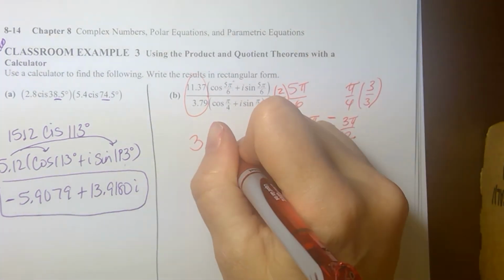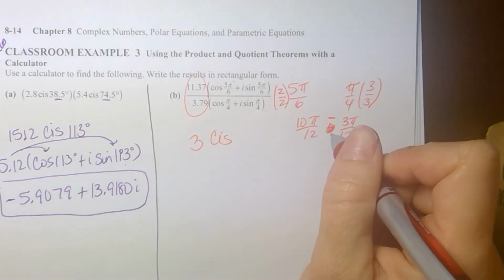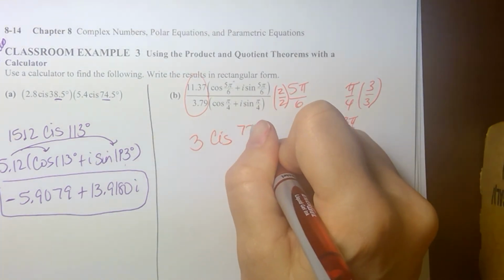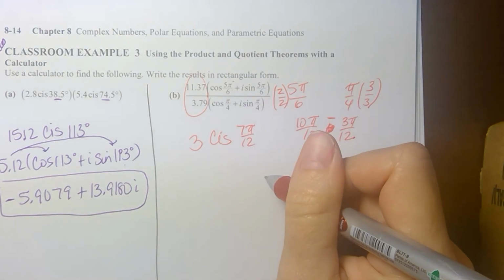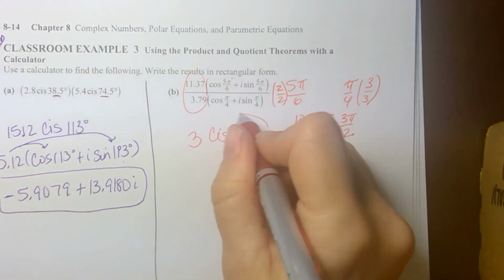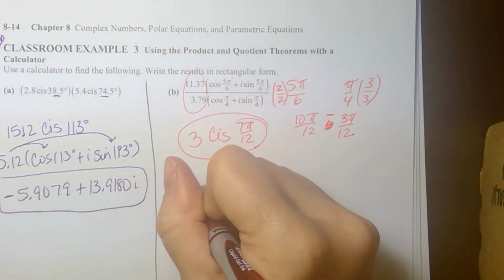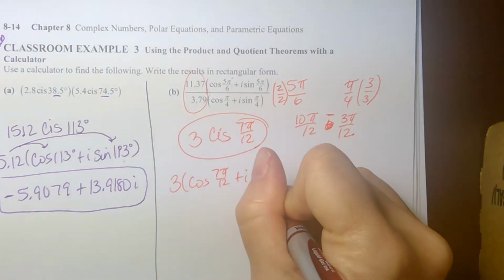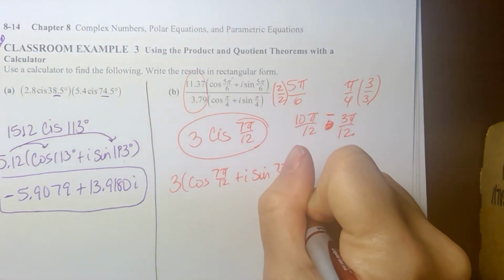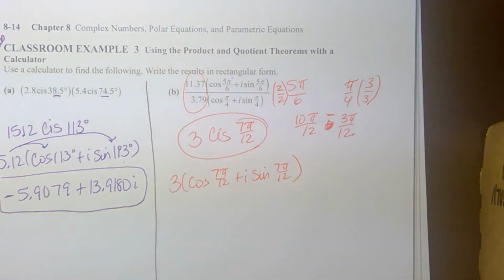So my argument for that cis statement is 7 pi 12ths, which is not degrees, it's radians. So when I go to change this trig form into rectangular form, and I say cosine of 7 pi 12ths plus i sine of 7 pi 12ths, I need to make sure that I've changed my calculator setting to radian mode, because I've been given radians.